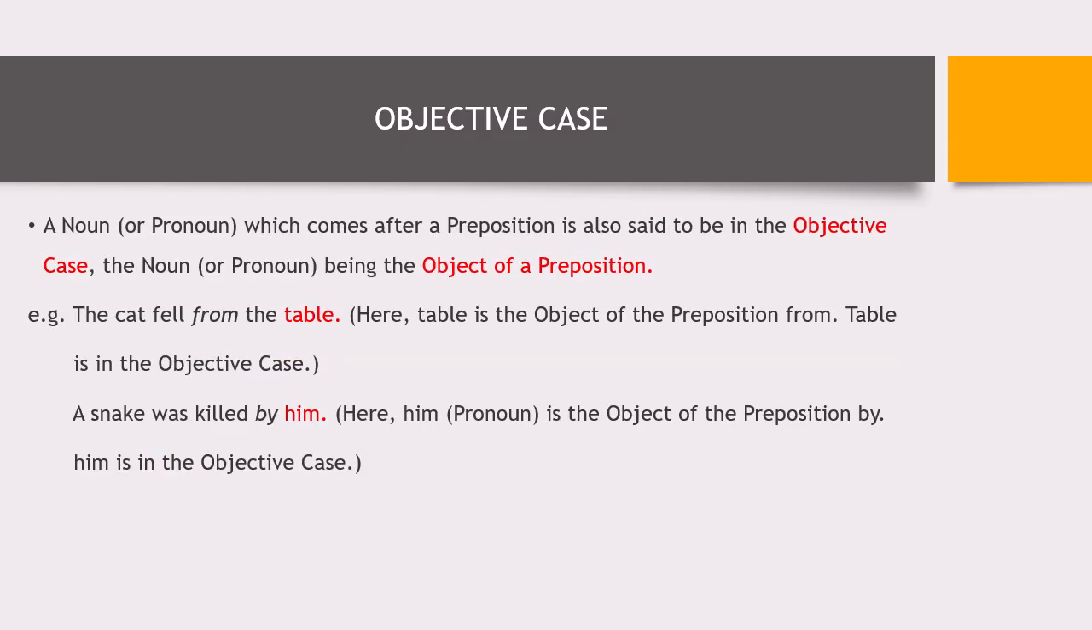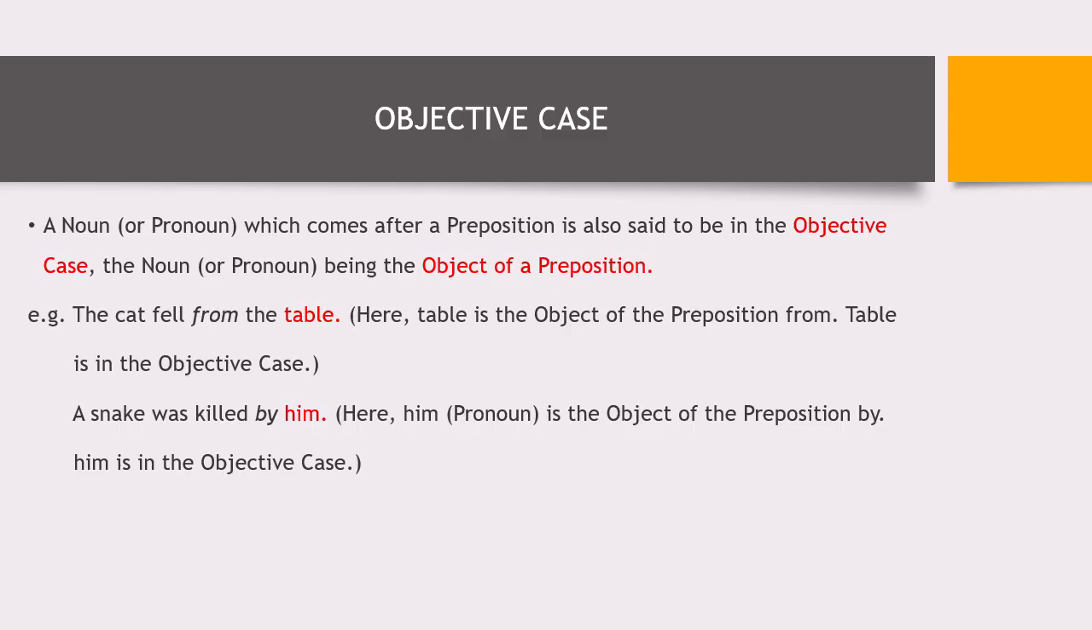Objective case. A noun or pronoun which comes after a preposition is also said to be in the objective case, the noun or pronoun being the object of a preposition. For example, the cat fell from the table. Here, table is the object of the preposition from. Table is in the objective case.